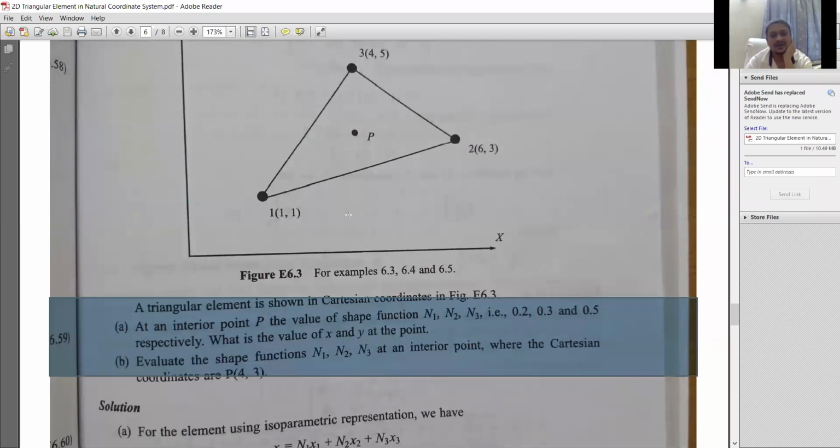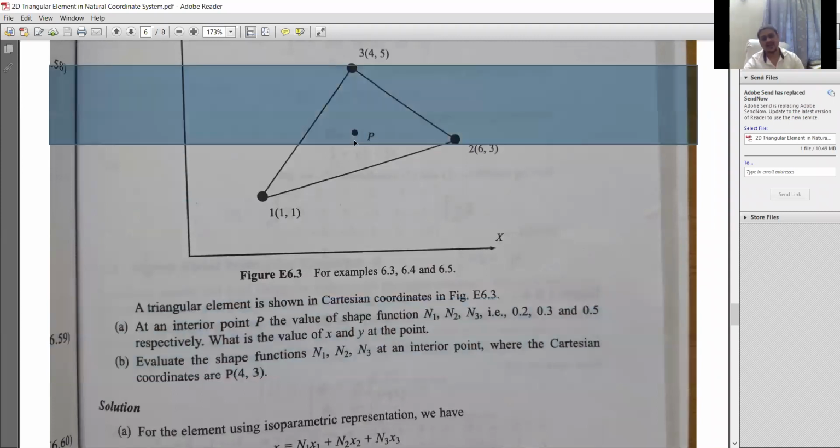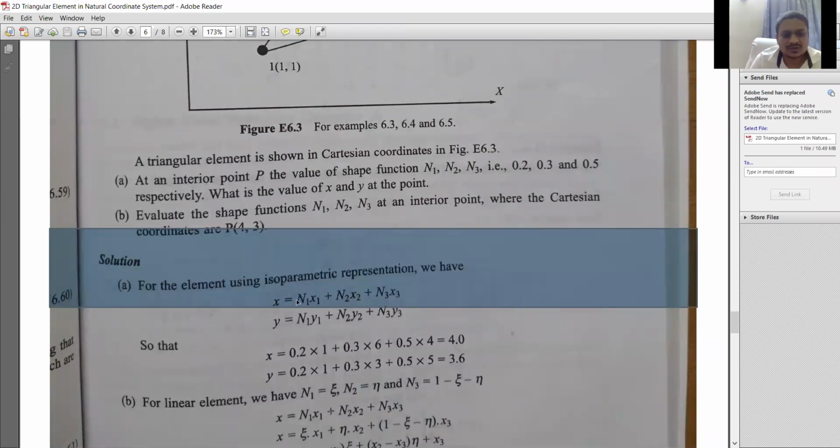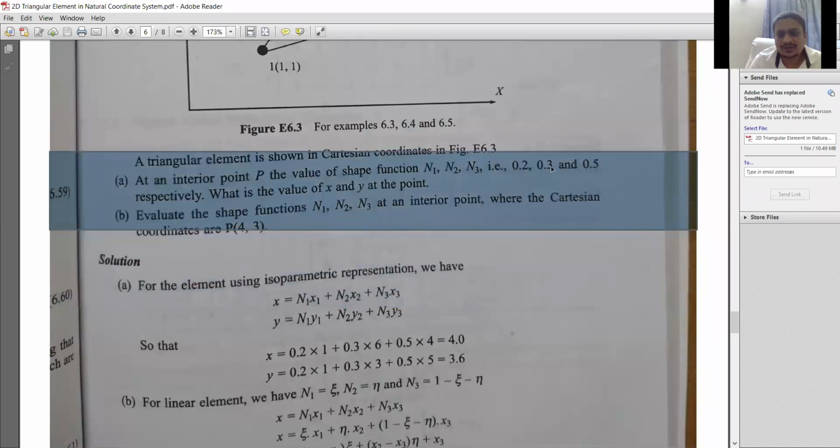Now we have to find x and y. That means we have to find the coordinates of point P, and the values of n1, n2, n3 are given to you. Just now we have seen that x can be calculated as n1 x1 plus n2 x2 plus n3 x3. The n1, n2, n3 values are already given: 0.2, 0.3 and 0.5.